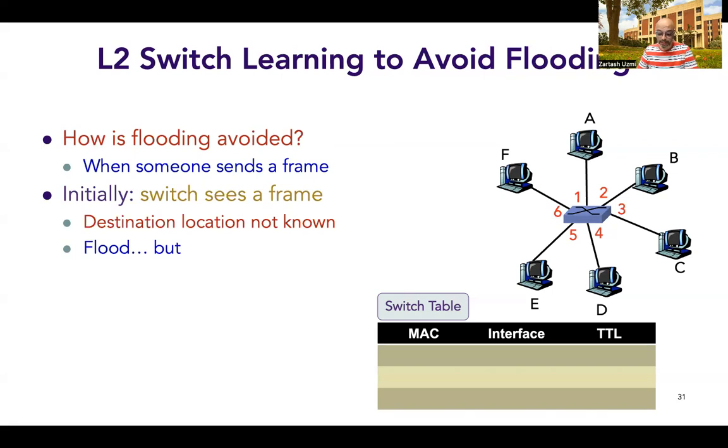How is D accessible? So it will flood, but at the same time, it must make an entry in the switch table that now it knows that A is accessible through interface number 1.